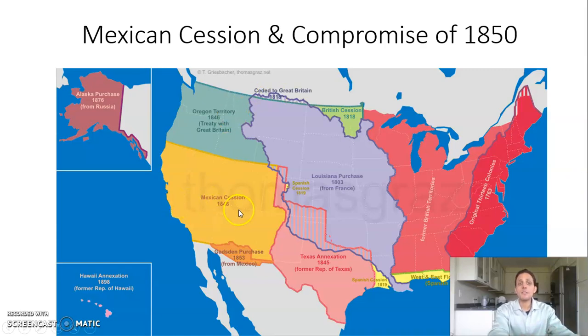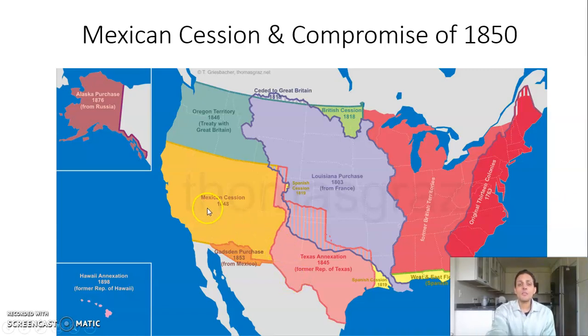So they permit California to come into the nation as a free state, and then with the rest of the Mexican Cession, they're going to allow the concept of popular sovereignty to govern whether they come in as free or slave states. And so popular sovereignty is this idea of allowing the people to decide the issue. So it could be for slavery, it could be for temperance, whatever the issue might be, but it's to go directly to the people and let them vote on the issue.